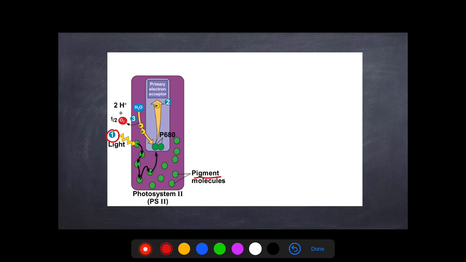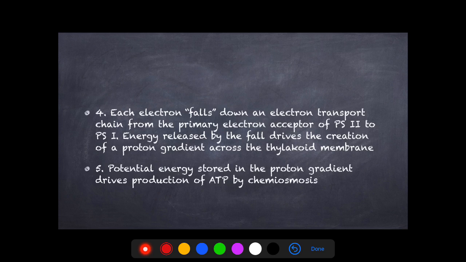Okay, so in step 1, light's coming in, transferring energy through the pigment molecules, which then causes energy transfer to P680, which excites an electron to the primary electron acceptor. You have water that's going to come in that brings the energy through the electrons, and it's going to reduce P680 plus to P680, and it's going to make 2 hydrogen ions as well as oxygen.